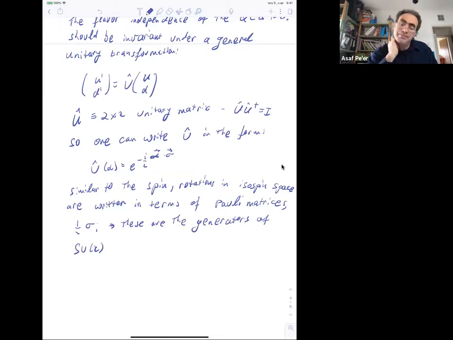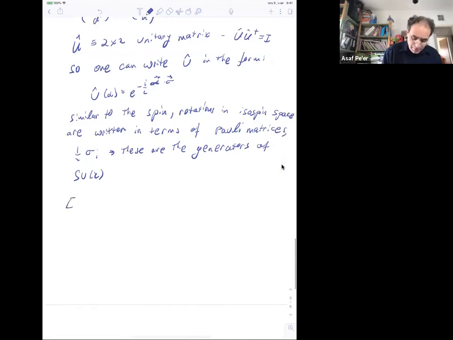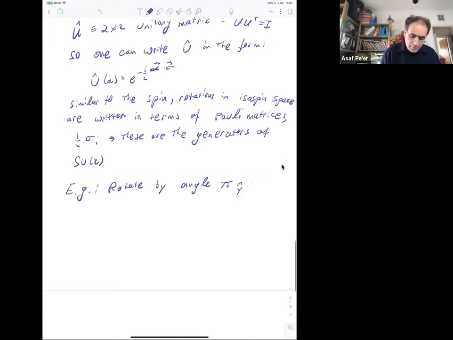So, for example, let's take one example. We can show that if we rotate by an angle of pi around the y-axis, this transforms the up state into a down state, and vice versa. Rotate by angle pi along the y-axis, U_y acting on the up state.